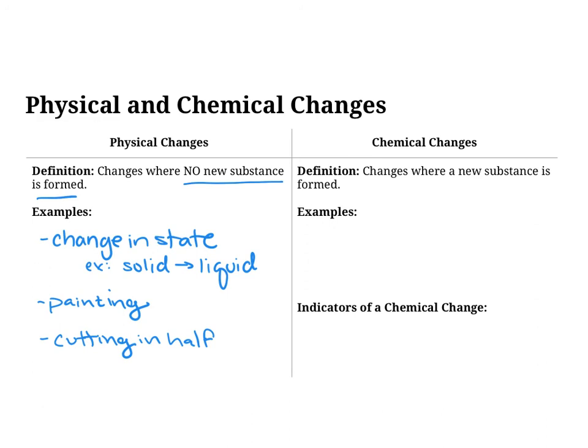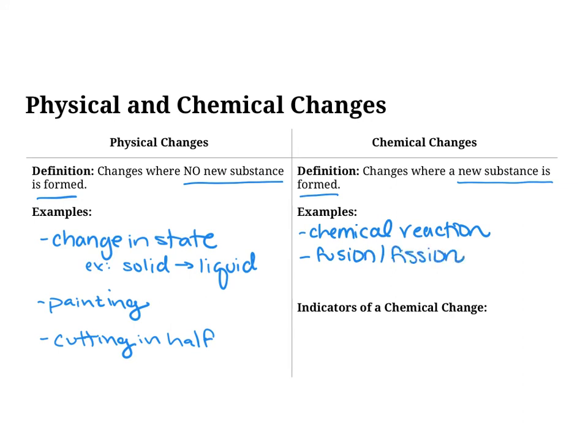Now, on the other hand, we have chemical changes, and that is where a new substance is formed. So a couple examples could be a chemical reaction. I mix two things together and I make two new products. That would be a chemical reaction. That would be a chemical change. I've made something new. We just talked about fusion and fission. Made new elements when you did that. Baking. You put a bunch of ingredients together and it comes out a cake. You've made something new. A chemical change has occurred.